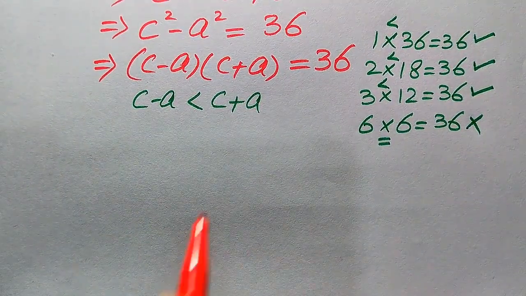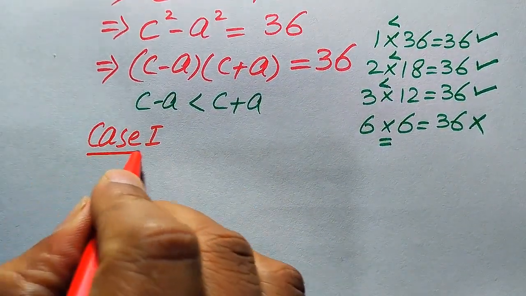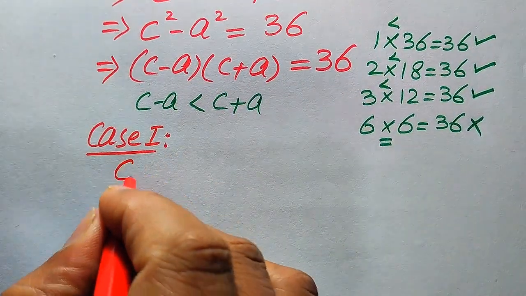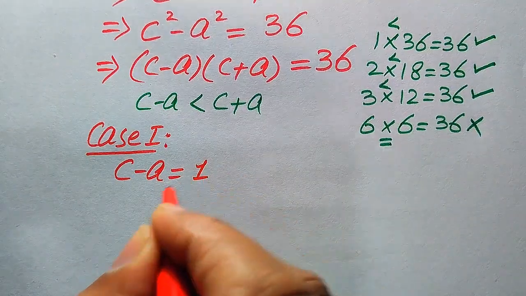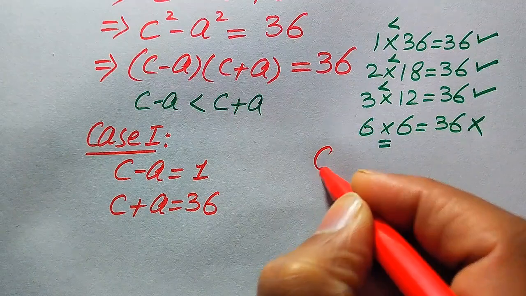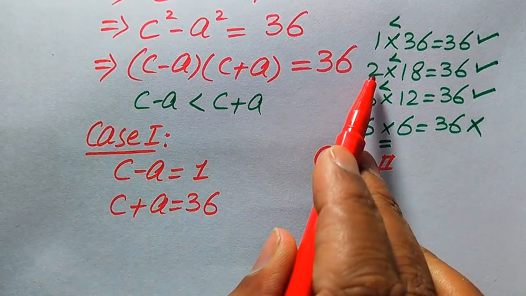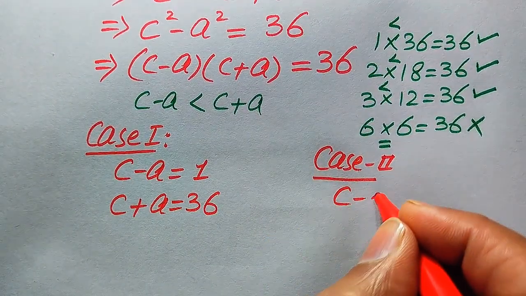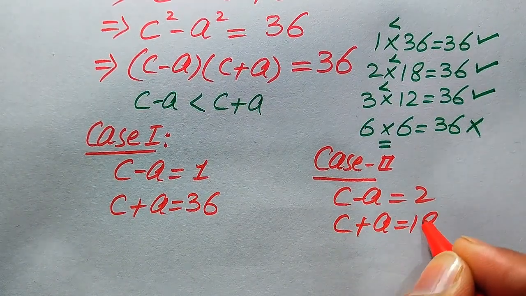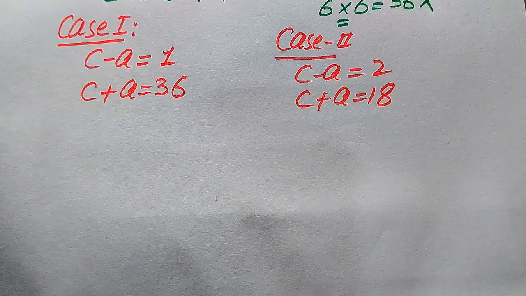Here we first consider case number 1, and in case number 1 we compare these two factors with 1 and 36, and it will be written as c minus a equals 1 and c plus a equals 36. And in this side we choose our second case. In the second case we compare these two values with 2 and 18, so we write c minus a equals 2 and c plus a equals 18. First we solve these two cases, and then we move towards our third case.